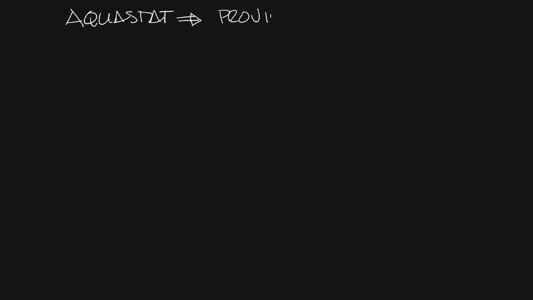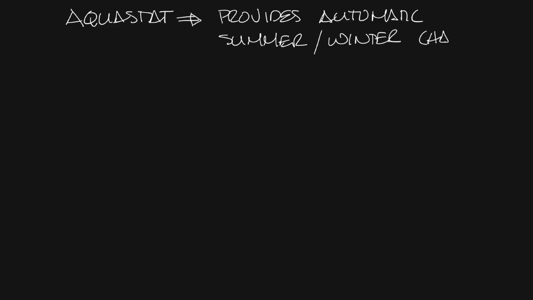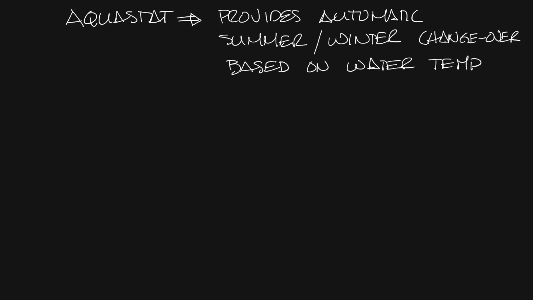An aquastat is a device used in hydronic heating systems that provides automatic summer and winter changeover. The aquastat senses the temperature of the water and controls the fan coil to operate in the mode determined by water temperature. So it's typically used in two pipe systems.